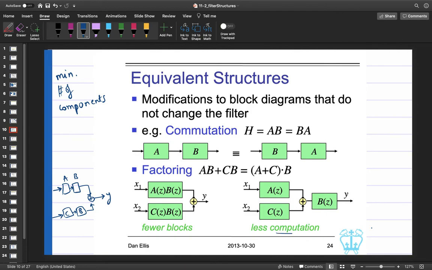But here, if I merge these two structures, then fewer blocks are involved. So in this way, we can optimize what we want. Do I want less computation, or a lesser number of blocks? Because a lesser number of blocks means faster implementation. I can implement it very fast because the minor delays will be minimized, because I can group this into an efficient IC.